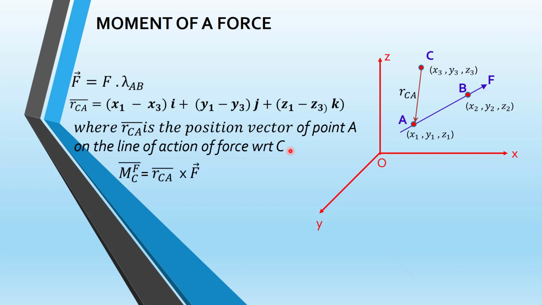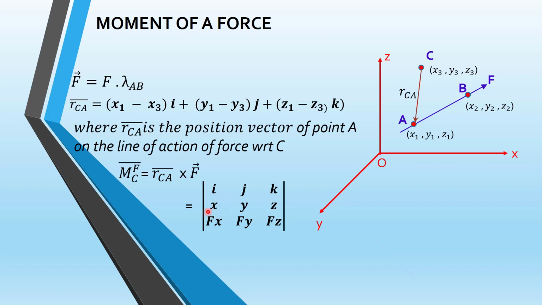Now, the next step is to find the moment of the force capital F about the point C. So, we will be obtaining the moment in the vector form. How will you find out the moment? That can be found out using this formula. The moment of the force about the point C in the vector form will be equal to the cross product of the position vector RCA and the force vector. This can be written like this: the determinant with rows i j k, x y z, Fx Fy Fz.